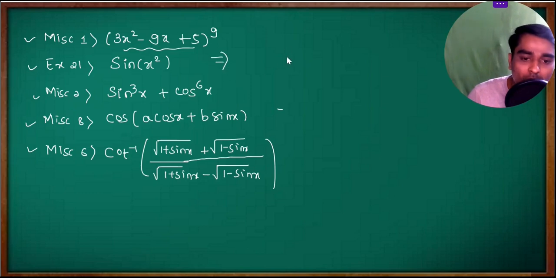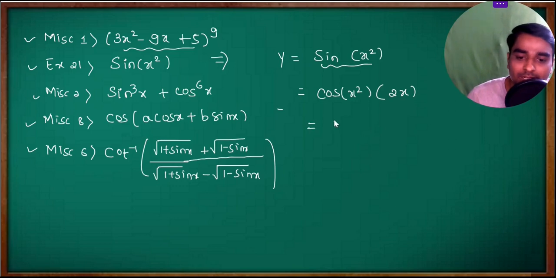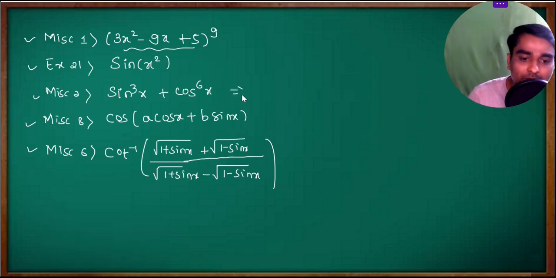So this question now, y is equal to sine of x square. Very simple one actually. First we will differentiate sine of something, which will be cos of x square. Then differentiation of x square is 2x. That's it. 2x into cos of x square will be the answer of this question. Very simple one.